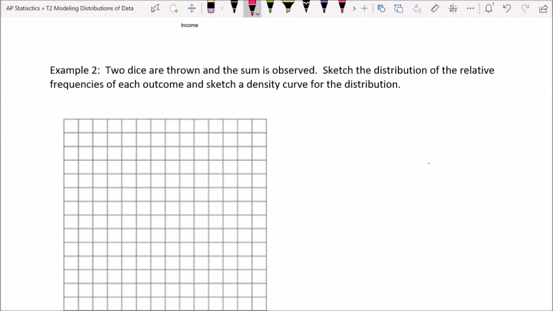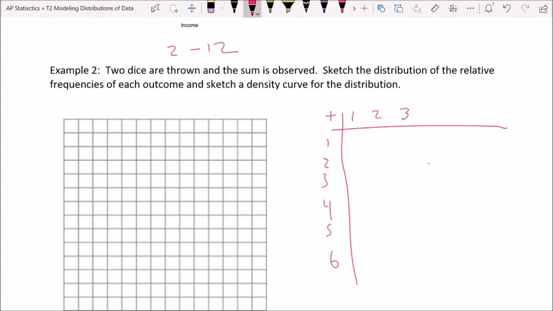An easy way to think about it: if you throw two dice, the outcomes range from 2 to 12. Let's record those possible outcomes in a table. Almost any time you're dealing with a dice problem and you need probabilities, this is usually an easy way to think about it. The first die is going to be a 1, 2, 3, 4, 5, or 6, assuming it's a standard die. The second die, same thing.